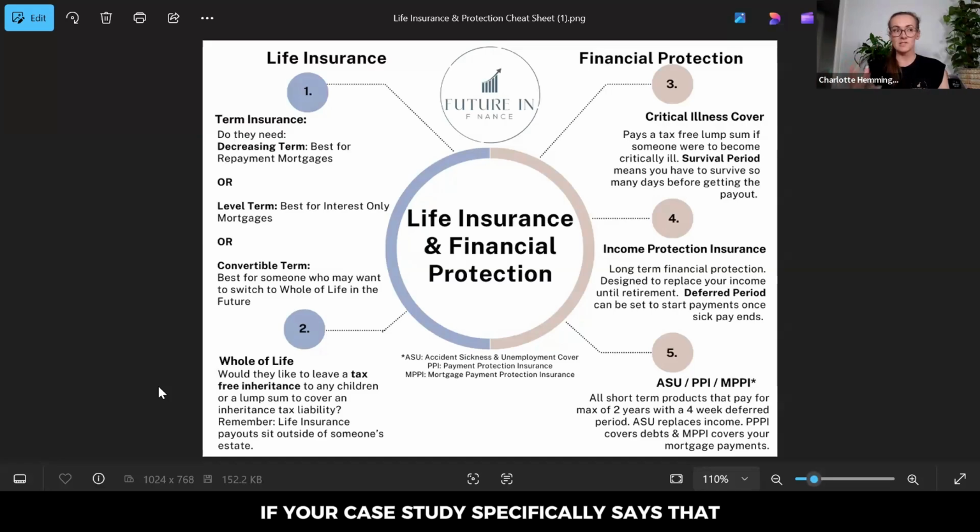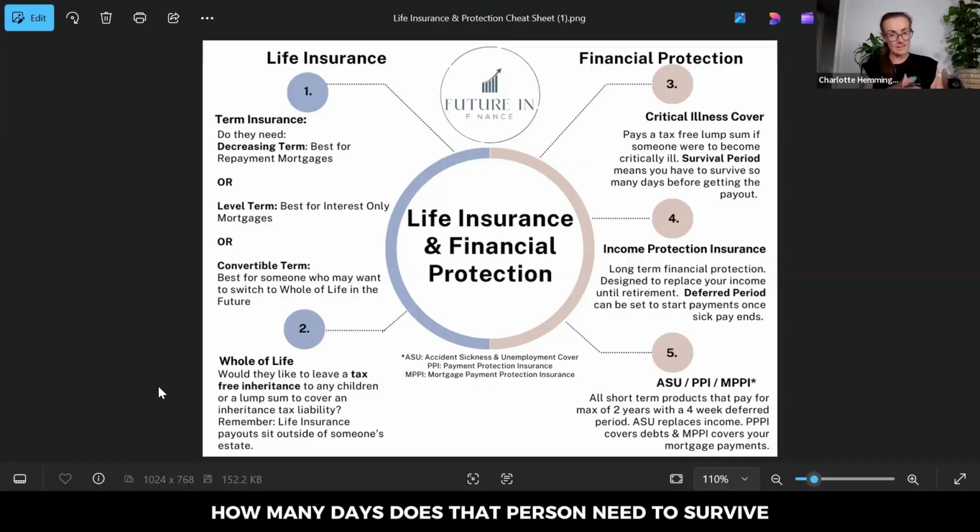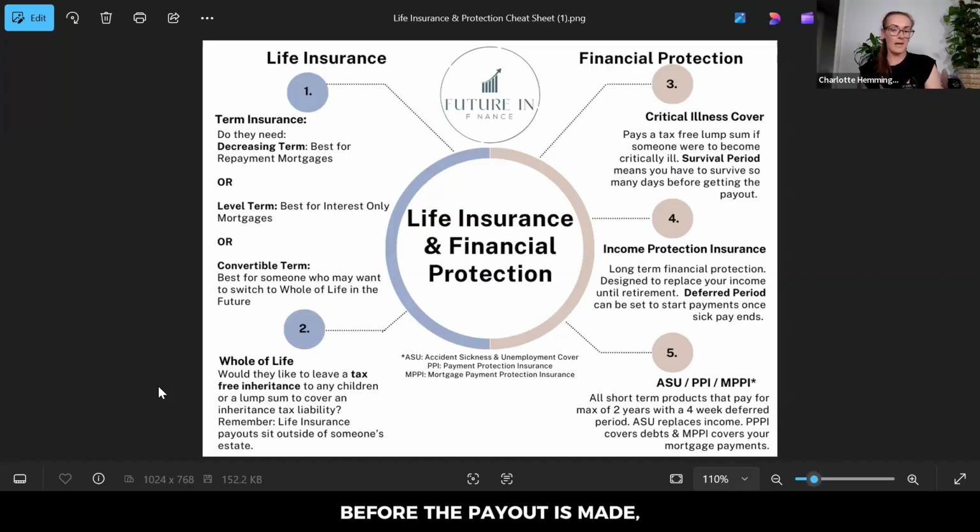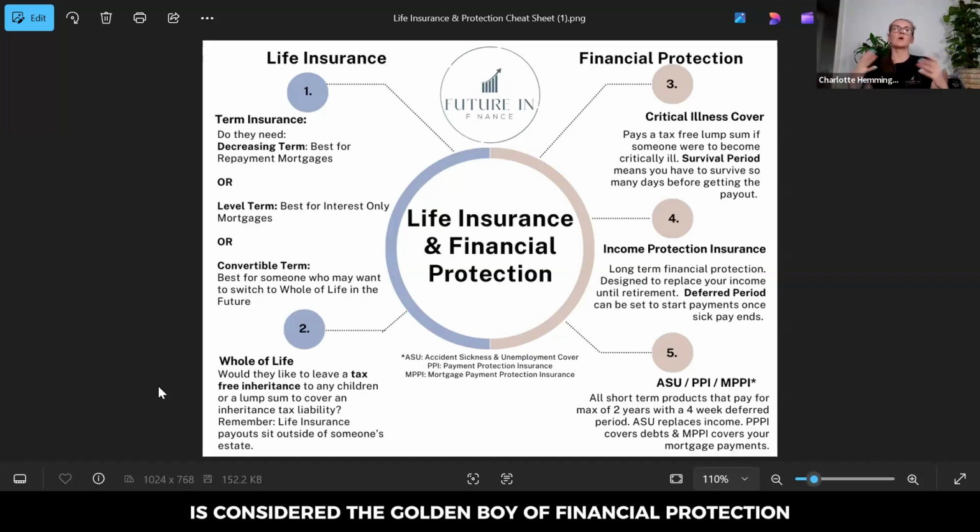If your case study specifically says that they would like a tax-free lump sum if anything really bad happened to them. The other really common exam question with critical illness cover is to do with that survival period. So please remember that is how many days does that person need to survive before the payout is made? And the industry standard, another common exam question, is anywhere between 14 and 28 or 14 and 30 days. That's critical illness cover. It will be a yes or no in a sense of have they asked for a lump sum if they get really, really poorly. Income protection insurance is considered the golden boy of financial protection for CeMAP 3.